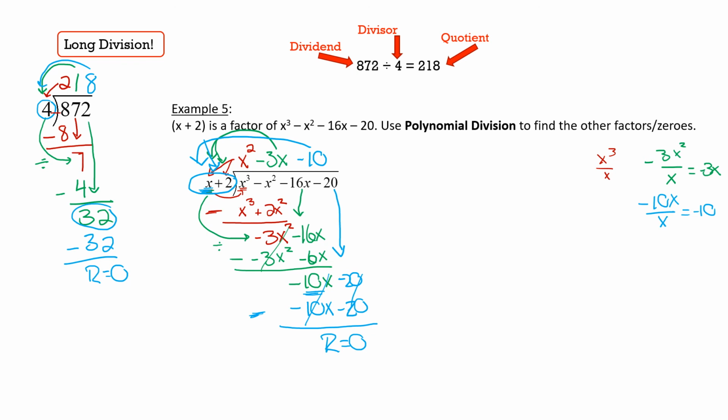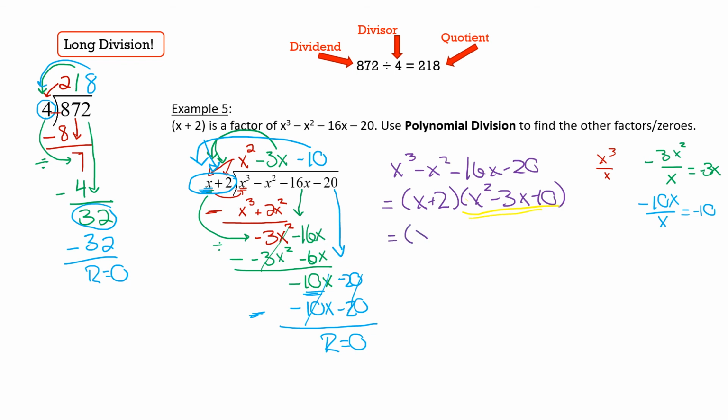Well, what that means is, let me start with the original polynomial. X cubed minus x squared minus 16x minus 20 is equal to the factor I was given, which is x plus 2, multiplied by the quotient, x squared minus 3x minus 10. That is factored now. We've divided it. Now, can we factor any further? Yes, we can factor this piece here. The trinomial can be factored some more.